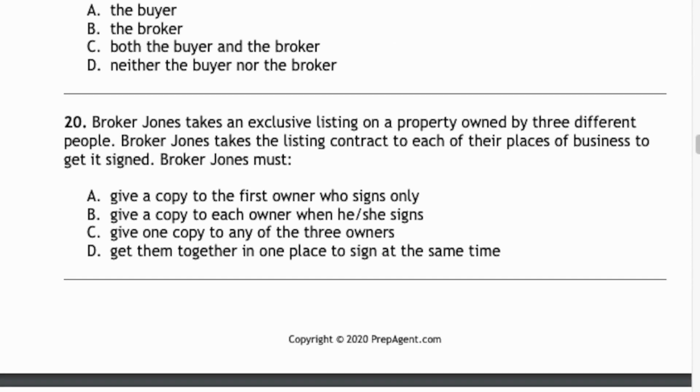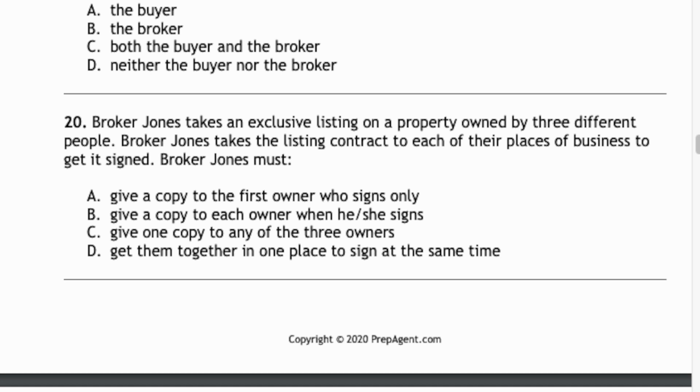Number 20. Broker Jones takes an exclusive listing on a property owned by 3 different people. Broker Jones takes the listing contract to each of their places of business to get it signed. Broker Jones must A. Give a copy to the first owner who signs only. B. Give a copy to each owner when he or she signs. C. Give 1 copy to any of the 3 owners. Or D. Get them together in one place to sign at the same time.